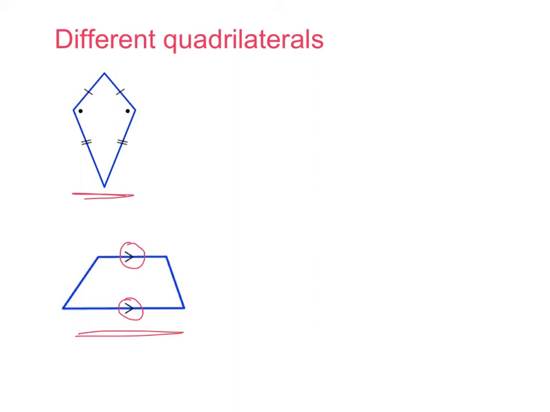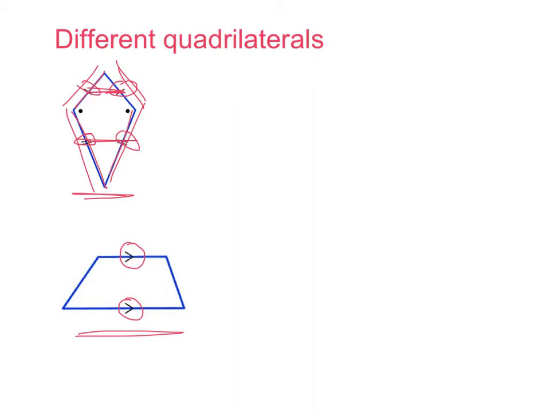As for the kite, we have two pairs of adjacent sides. Okay, so two pairs of adjacent sides, these guys, that are equal in length. So that's equal, and that's equal in length. We can tell that based on the annotations. If there's 2 lines on this one and 2 lines on this one, they're adjacent and they're equal in length. They're adjacent and they're equal in length, okay?